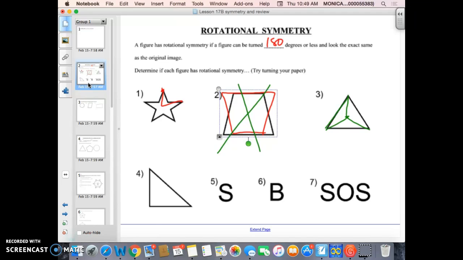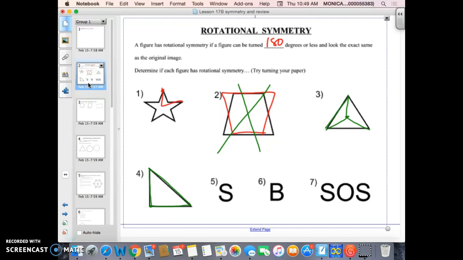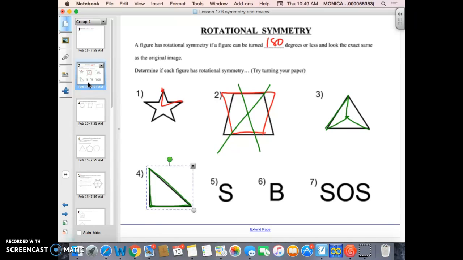Number 4, this is interesting. This is a triangle. It's a right triangle. So let's see, 180 degrees or less. If I turn this 180 degrees, no, it will not have rotational symmetry. So this is a big old no.